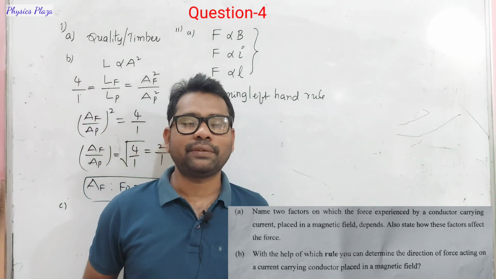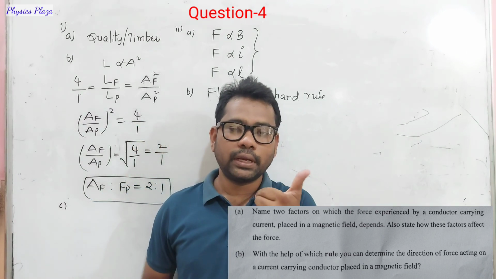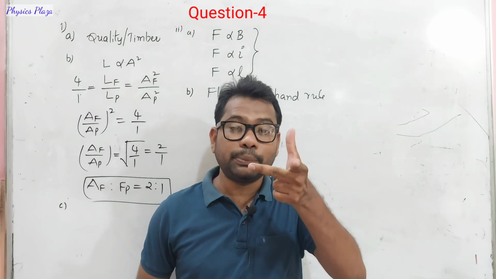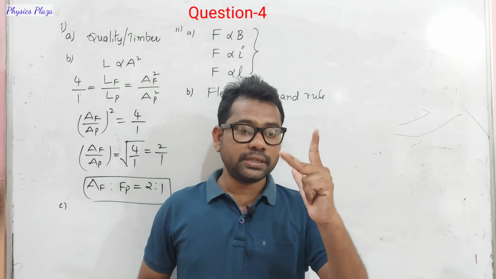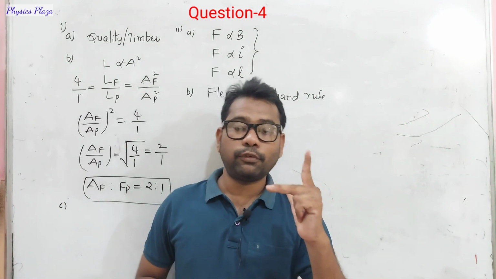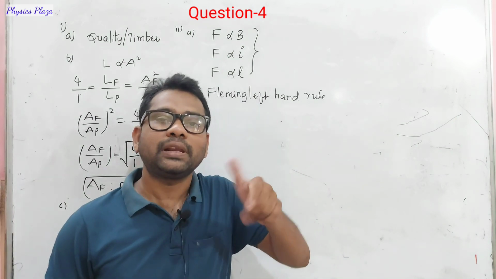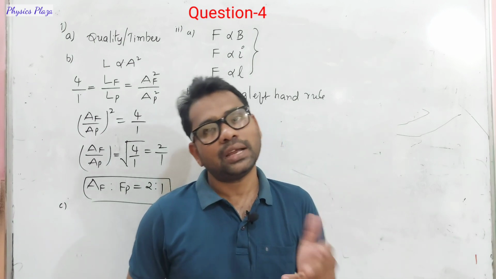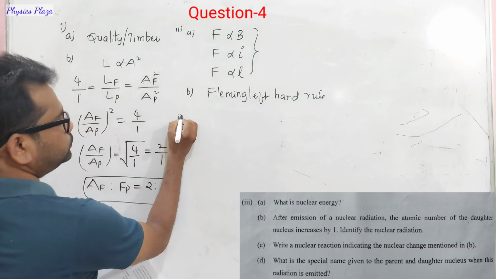So what is Fleming's left hand rule, children? The middle finger, forefinger and thumb of the left hand should be arranged so that the three are mutually perpendicular to each other. Then the middle finger should be in the direction of current flow and the forefinger in the direction of the magnetic field. Then the thumb will give you the direction of the force acting on the conductor, or the motion of the conductor. Okay, fine.